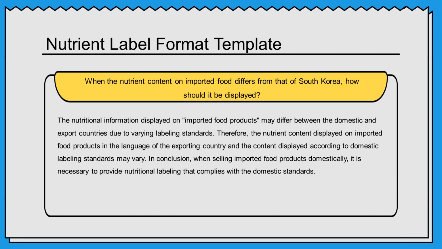When the nutritional information on imported food differs from that of South Korea, how should it be displayed? The nutritional information displayed on imported food products may differ between the domestic and export countries due to varying labeling standards and testing methods. Therefore, the nutrient content displayed on imported food products in the language of the exporting country, and the content displayed according to domestic labeling standards, may vary. Therefore, when selling imported food products domestically, it is necessary to provide nutritional labeling that complies with the domestic standards.